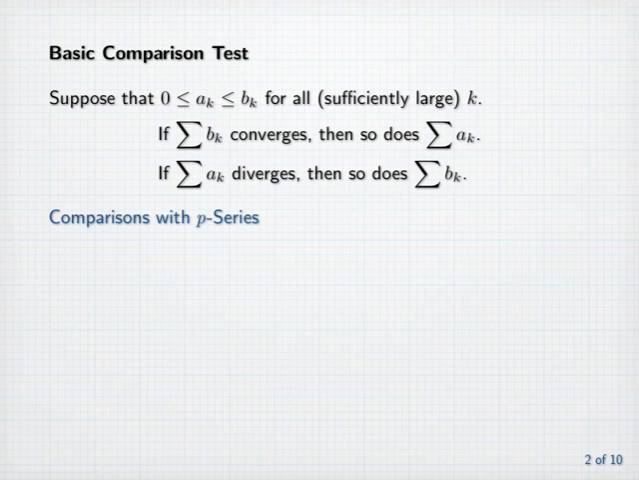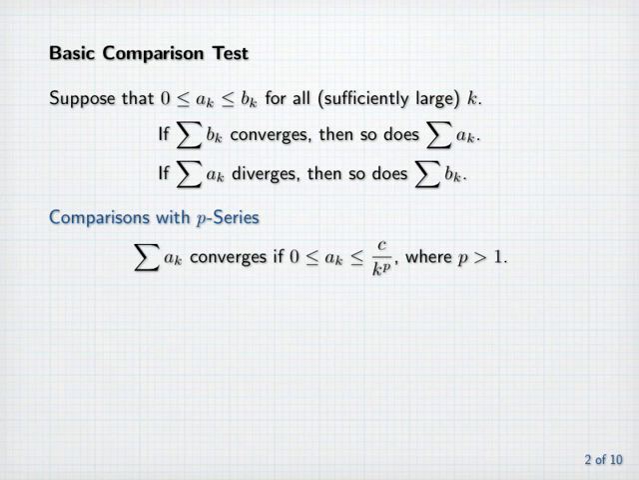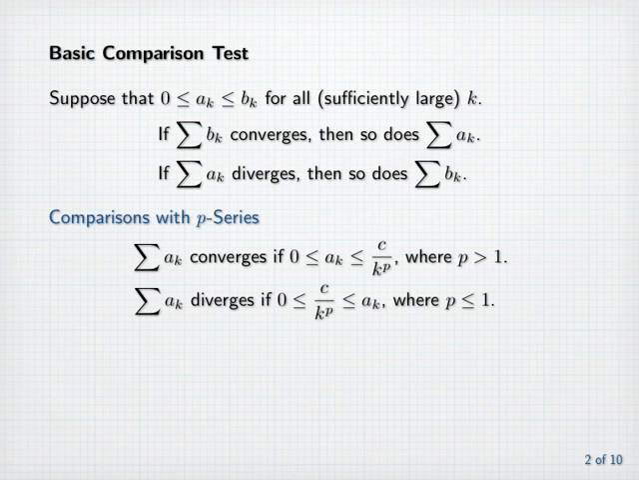Comparisons with p-series can be stated as follows. The sum of a sub k converges if a sub k is between 0 and a constant c divided by k to the pth power where p is greater than 1, since we know that the sum of a constant divided by k to the p converges when p is greater than 1. Also, the sum of a sub k diverges if a sub k is greater than or equal to a positive constant c divided by k to the p where p is less than or equal to 1, since we know that a p-series with p less than or equal to 1 diverges.